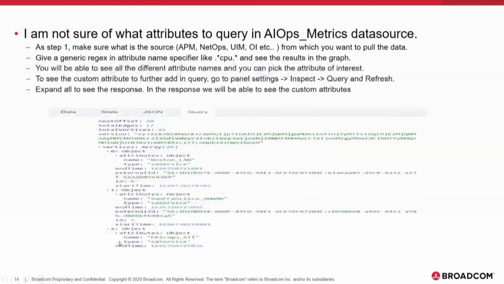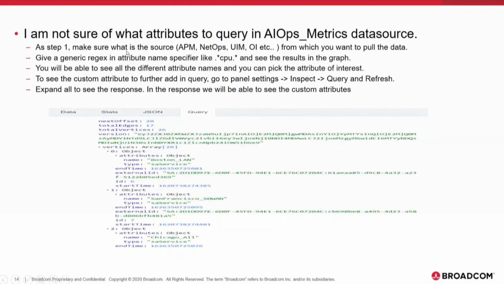Okay. And I want to spend some 2 minutes here. So I have an AIOps metrics data source, agree. NASQL is there, totally agree, but I don't know what metric to use. How do I know the metric name? And how do I write the query specifier? So these are the general questions that we get.